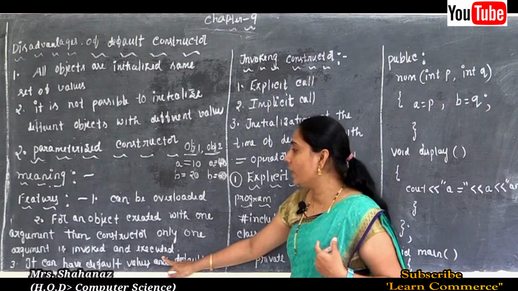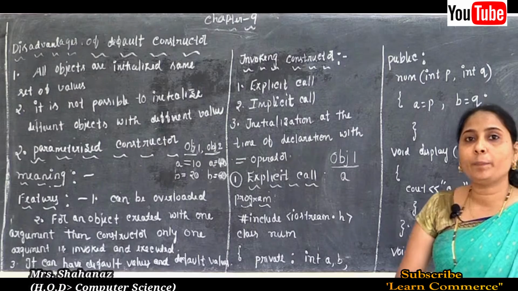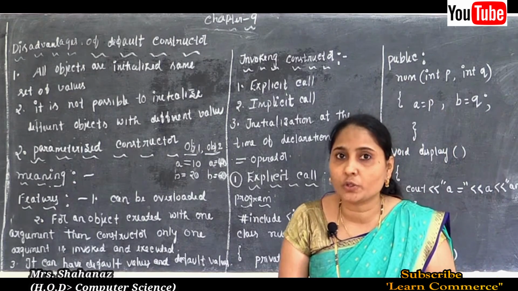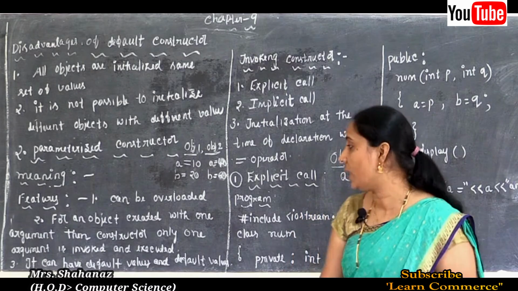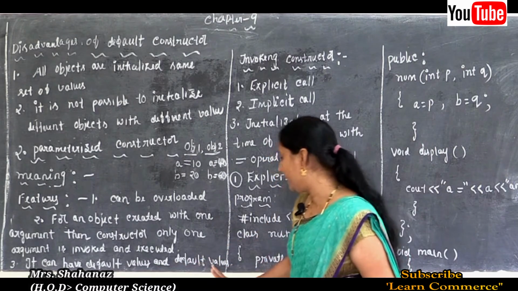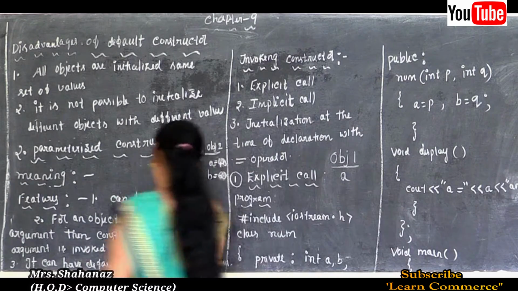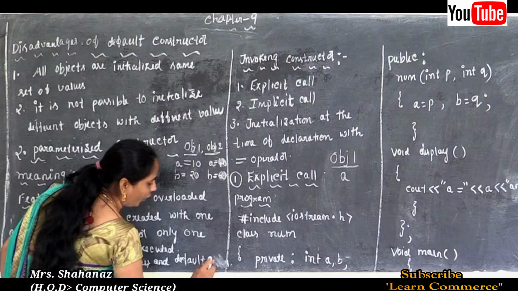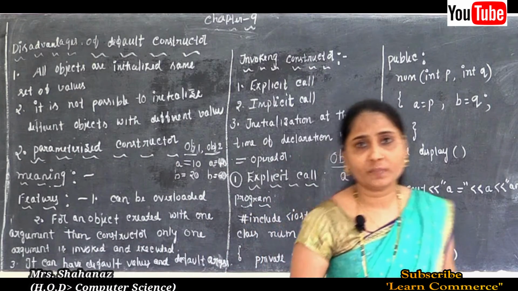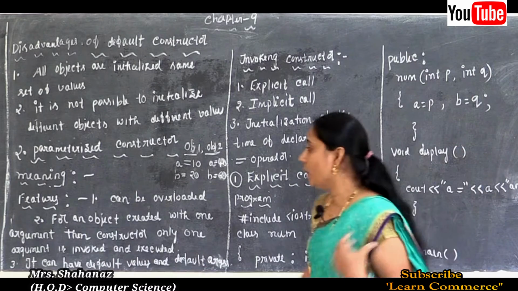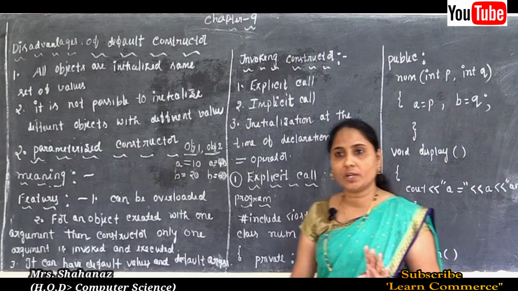Clear this point? And next, the third point: sometimes our parameterized constructor can be used like our default constructor. So the parameterized constructor can have default values and default arguments. Clear this point? So these are some features of the parameterized constructor. I think it should be clear to everyone. There are three features here.